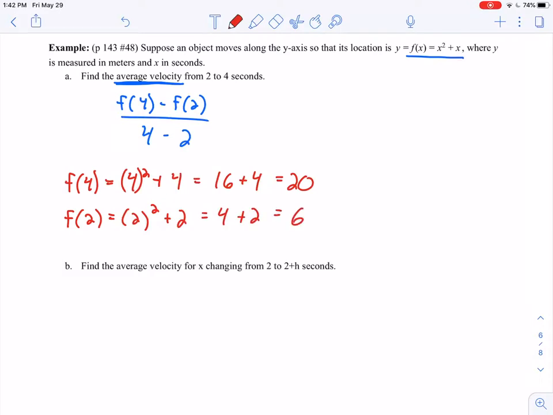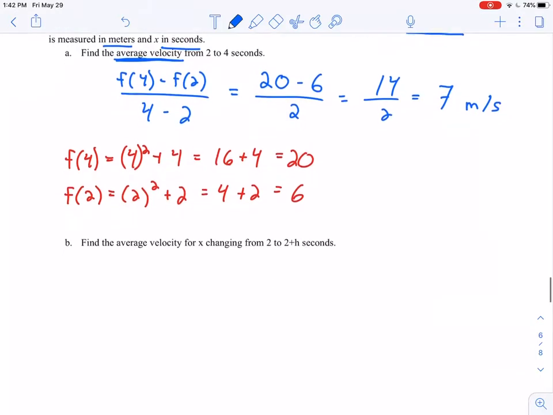So in my numerator, f of 4, we said that was 20, minus f of 2, we said that was 6. All over 4 minus 2, that's 2. I've got 20 minus 6 here, 14 over 2, which would give me 7. And remember, we just found average velocity here, so we want to make sure that we include a unit. It says y is measured in meters and x is in seconds, so I think meters per second is probably a pretty good choice for units.